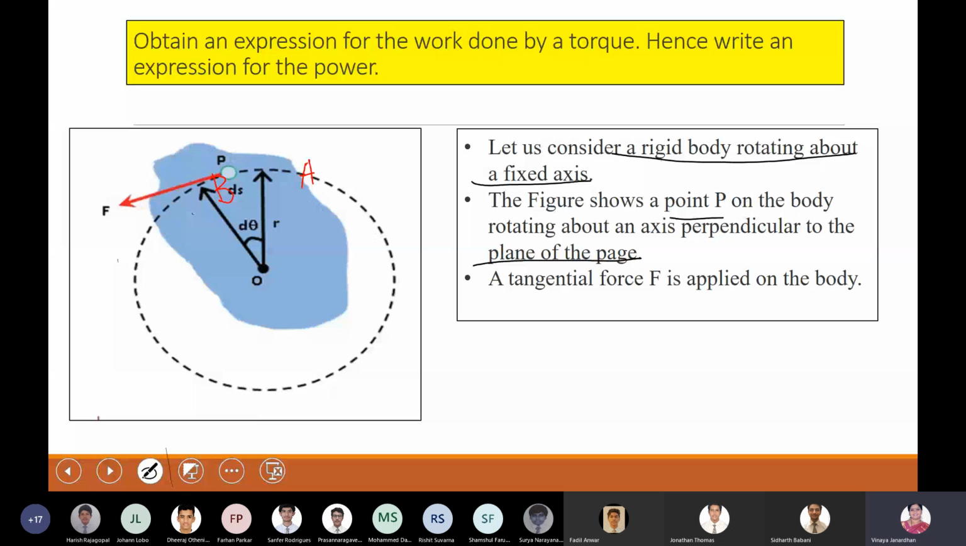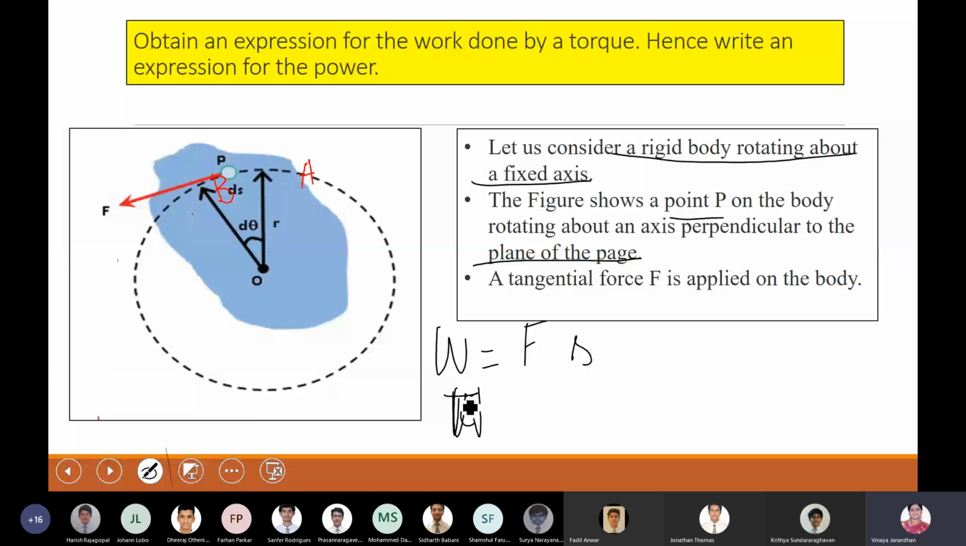So then what will be the work done by the torque? What is the work done by any force? Work done is force into displacement. Here the force is torque, and the displacement is d theta. Torque into d theta.